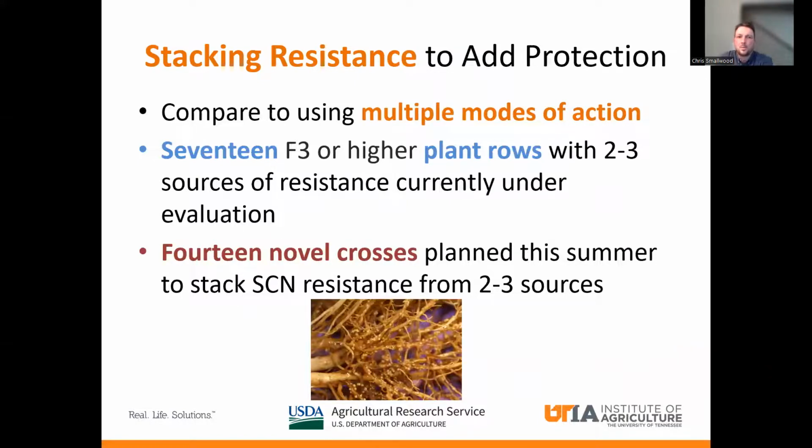And again, speaking more on stacking sources of resistance, we have 17 F3 or higher plant rows that each contain 2 or 3 sources of resistance currently under evaluation in our program this summer. This is just simply to say that in our breeding pipeline, we have stacked resistance in development, and we are working toward developing new lines that contain multiple sources. Further, we've planned for 14 novel crosses this summer with the goal of stacking 2 or 3 sources of SCN resistance to continue this work into the future.